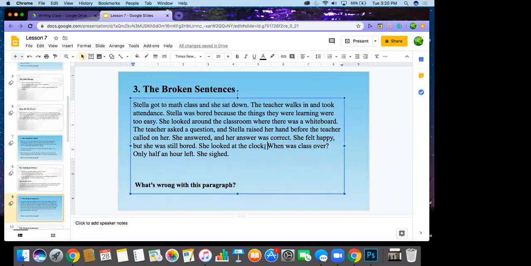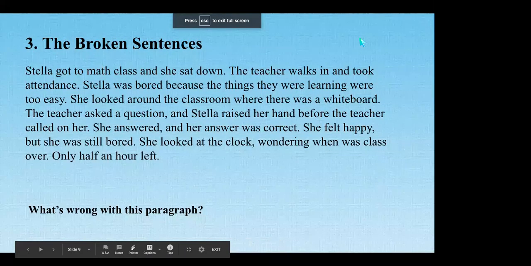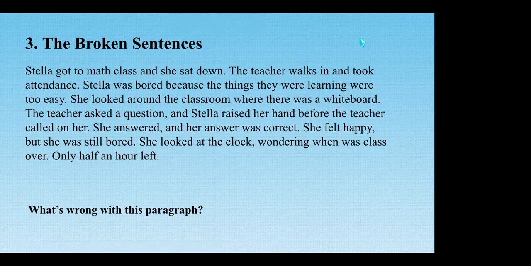She looked at the clock, wondering when was class over. Only half an hour left. That doesn't matter. So we just turned 21 sentences into like 5, and it was just a few commas, a few connecting words. Connecting words are things like because, the, and, but, of, as, before, after, those kind of words. It just makes it flow a lot better.